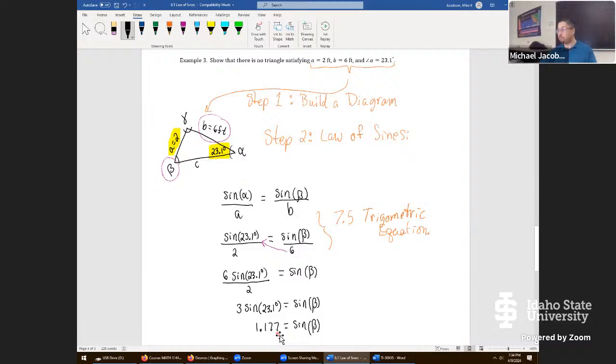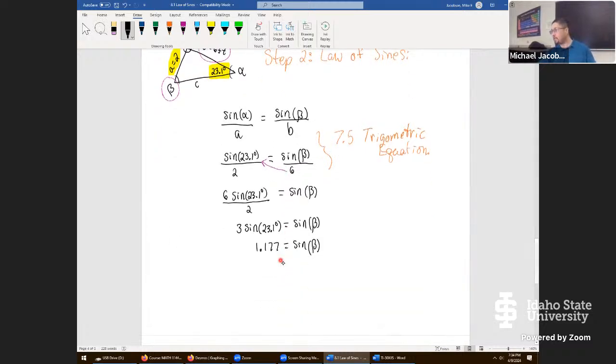But let's do something even different. Let's just rewrite the equation. If sine beta equals 1.177 on the right-hand side, and if there was a solution to this, it could be found by doing this. We're now in section 6.3 using inverse functions. Take sine inverse of the entire left-hand side. If you've done that, you must take sine inverse of the entire right-hand side.